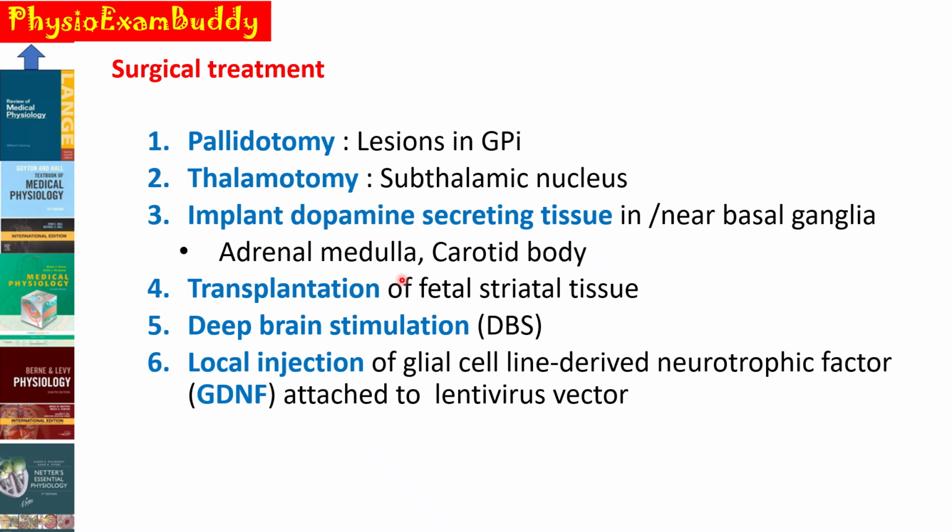Next is about the surgical treatment. It includes pallidotomy, that is artificially producing lesions in the internal segment of the globus pallidus for reducing the inhibition. Then thalamotomy, that is the subthalamic nucleus will be resected. Then implanting dopamine secreting tissue in or near the basal ganglia, especially from the adrenal medulla as well as the carotid body. Then the transplantation of fetal striatal tissue, deep brain stimulation as well as local injection of glial cell line derived neurotrophic factor GDNF attached to a lentivirus vector.